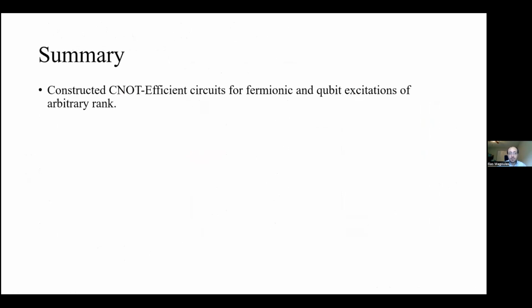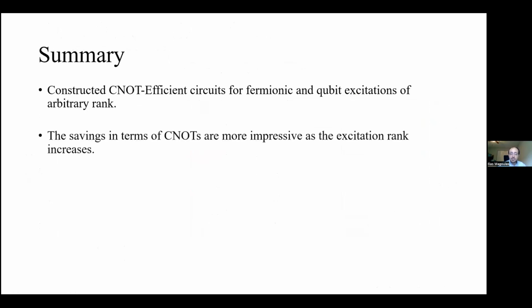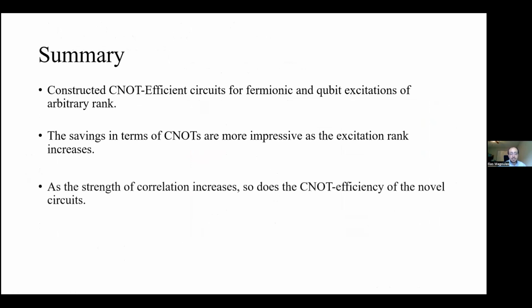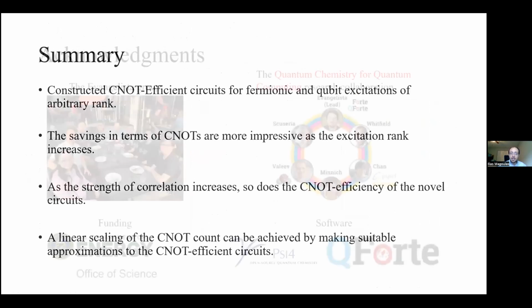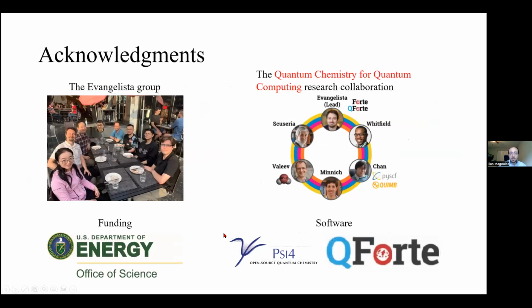So to summarize, we constructed CNOT-efficient circuits for fermionic and qubit excitation of arbitrary rank. The savings in terms of CNOTs are more impressive as the excitation rank increases. As the strength of correlation increases, so does the CNOT efficiency of the novel circuits. And if you want to have a linear scaling, we can do that by making some suitable approximations to these RY gates.